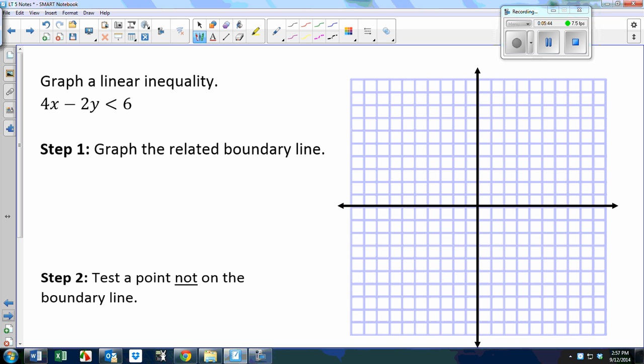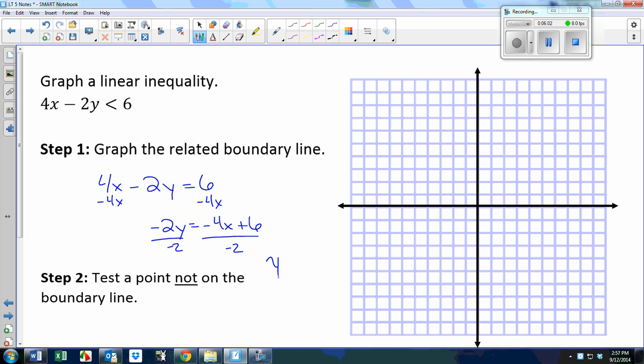4x minus 2y is less than 6. First, we're going to graph the related boundary line by graphing 4x minus 2y equals 6. So subtract 4x: negative 2y equals negative 4x plus 6, divided by negative 2. So y equals negative 4 divided by negative 2 is positive 2, and 6 divided by negative 2 is negative 3. So start by graphing the y-intercept negative 3.